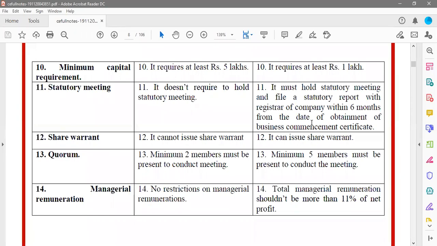Now, share warrant is something which is very much related to your equity share or the preference share, whatever you subscribe to in the company. This share warrant is a document which is again given by the company. But here what will happen? It is like a negotiable instrument.